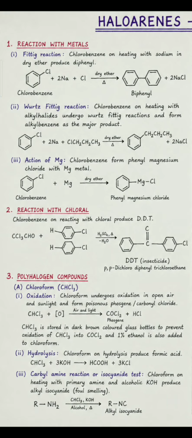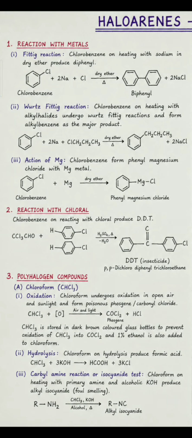When aryl halides are heated with alkyl halides, they undergo the Wurtz-Fittig reaction and form alkylbenzene as the major product. For example, when chlorobenzene is treated with 2Na and chloropropane in the presence of dry ether, one hydrogen is replaced by the propyl group, and NaCl forms.